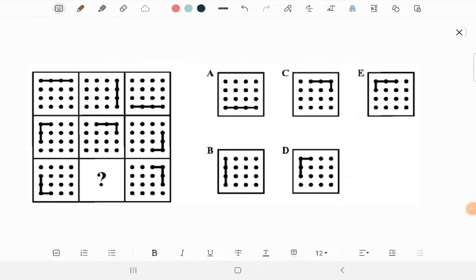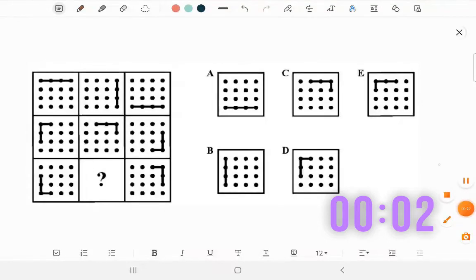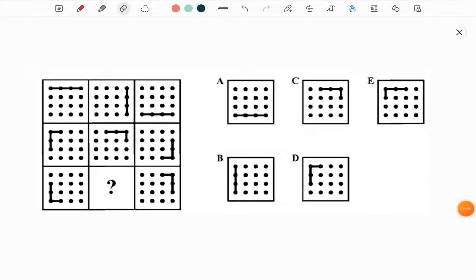Are you able to figure out which of the options A, B, C, D or E will be fitting into this 3x3 grid and replacing the question mark? If you would like to pause the video, please do so now, as the answer will be revealed shortly. The correct answer is E, but how did we come to that?